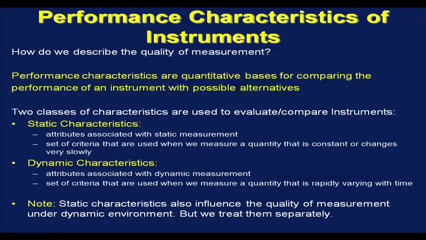On the other hand, dynamic characteristics are associated with dynamic measurements. So, this is a set of criteria that are used when you measure a quantity that is rapidly varying with time. So, dynamic characteristics are those characteristics which we must consider if inputs are varying with time, while static characteristics are those characteristics which we must consider when you measure a quantity that is not varying with time.